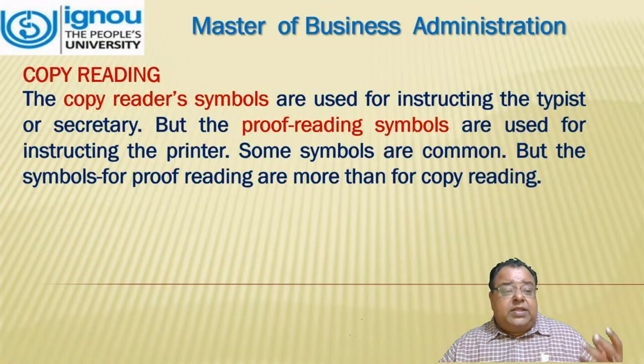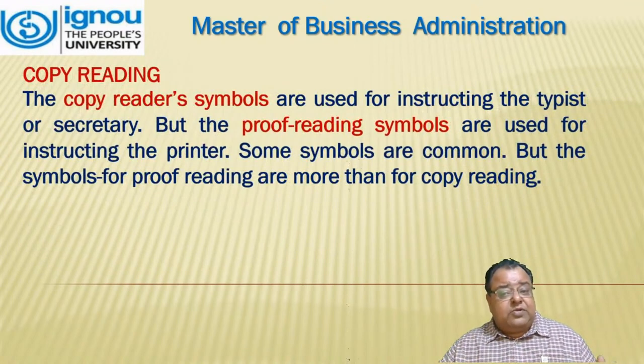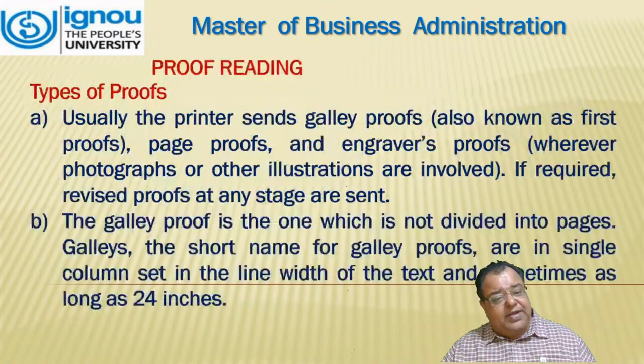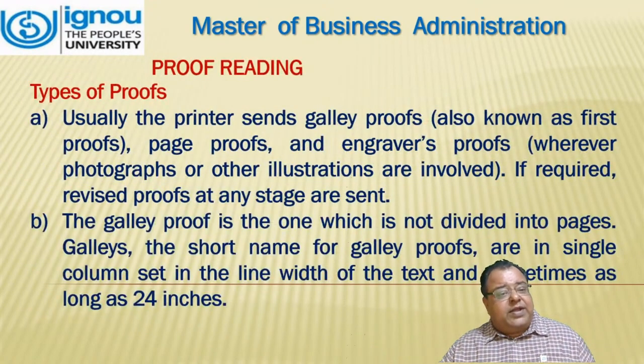Copy reading. The copy reader symbols are used for instructing the typist or secretary, but the proofreading symbols are used for instructing the printer. Some symbols are common, but the symbols for proofreading are more than for copy reading. What is proofreading? What are the different types of proofs?